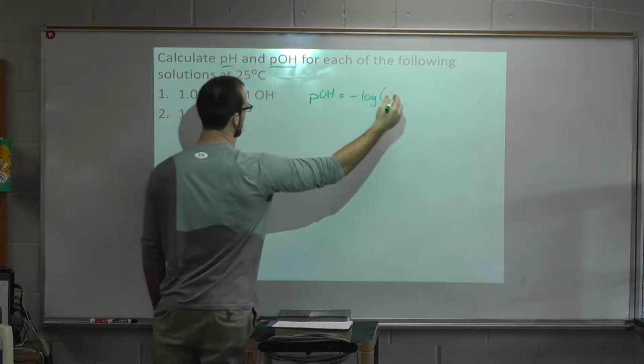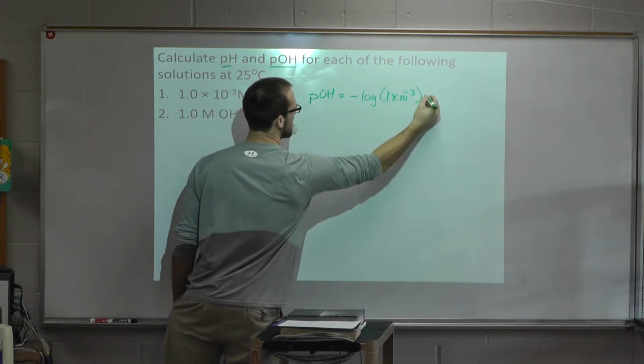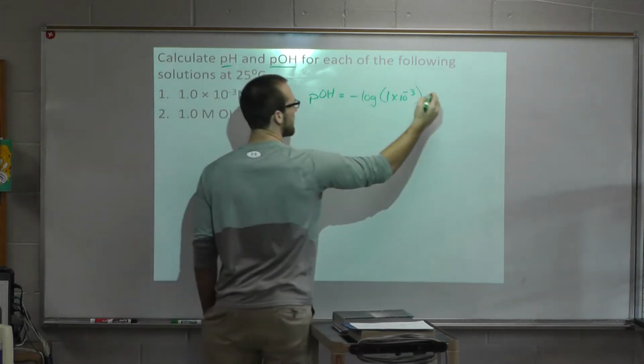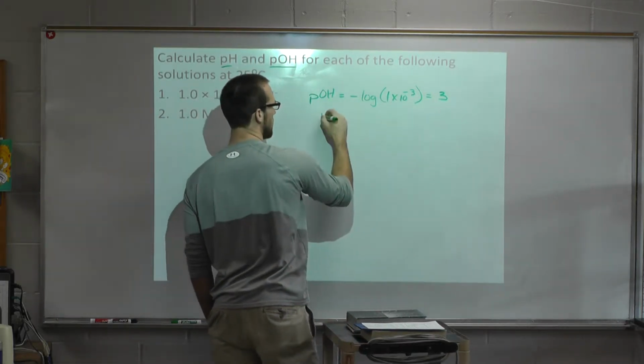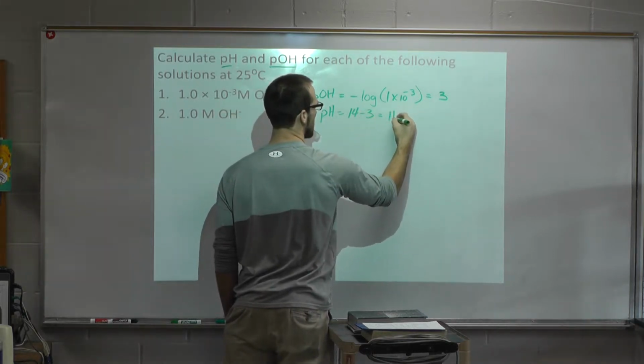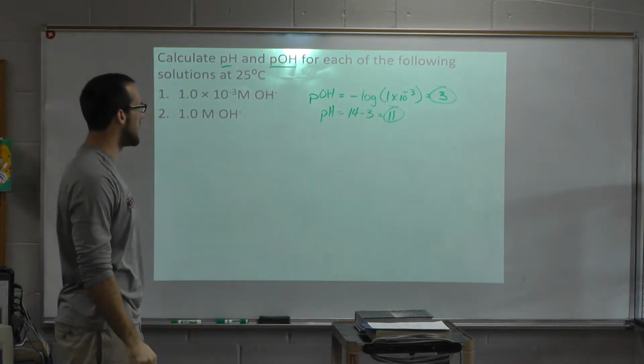So what I would do is, to get pOH, take the negative log of my hydroxide concentration, 1 times 10 to the negative 3. That should give you a pOH of what? What did you guys get? 3. Okay. Then pH is going to be 14 minus 3, which will give you 11. So there's your pH and your pOH.